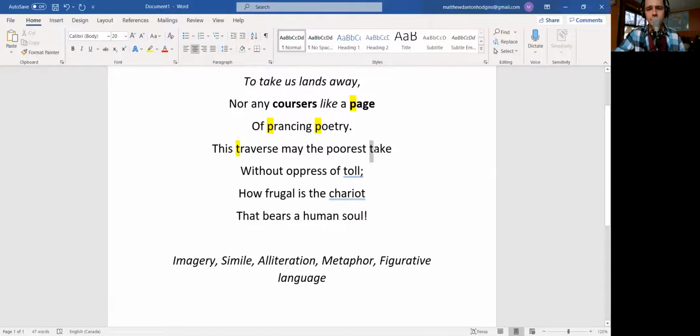1, 2, 3. What do we call that? We call that alliteration again, right? This traverse may the poorest take without a press of toll, right? So P, P, and P, T, T, and T.